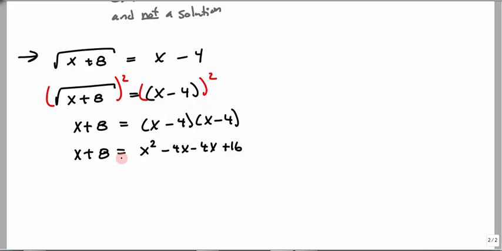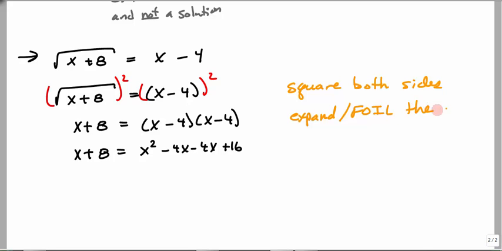Now my goal here is to get this set equal to 0. So we should kind of jump back up on here. First of all, we square both sides to begin with. Our next step here was to expand the right, and we did this by FOILing. And then my next step will be set equal to 0.